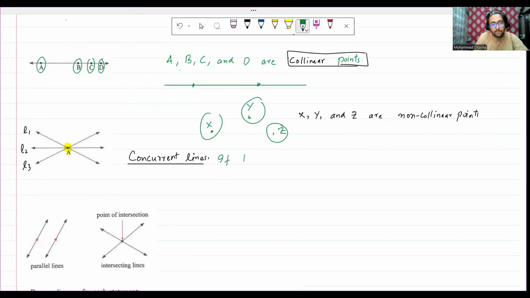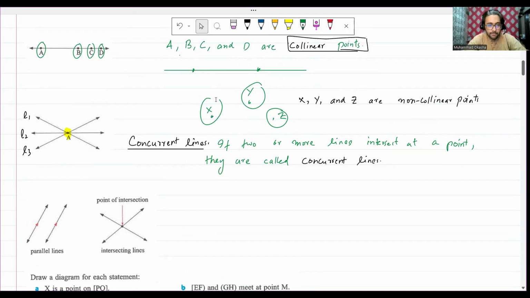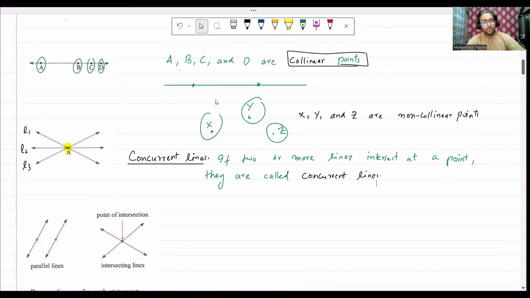If two or more lines intersect at a point, then those lines are called concurrent lines. Concurrent lines. Okay. So collinear points and concurrent lines, please do not confuse the two terms. Concurrent are always the lines, and collinear are always the points.